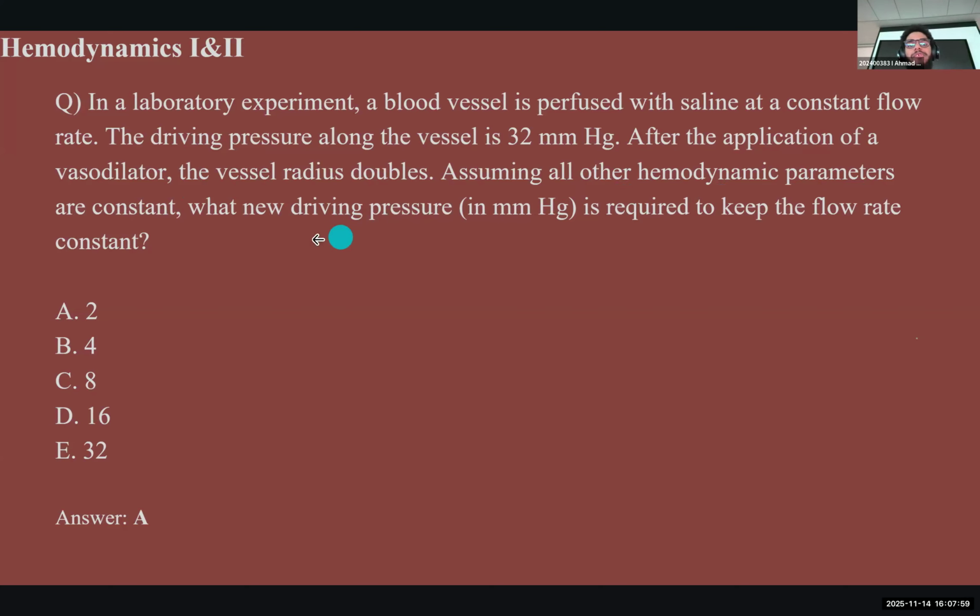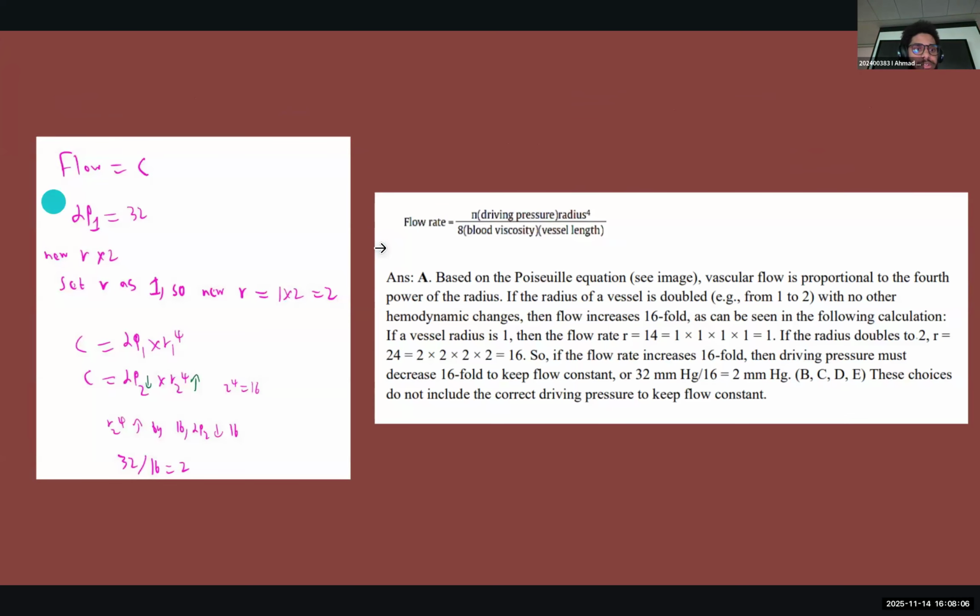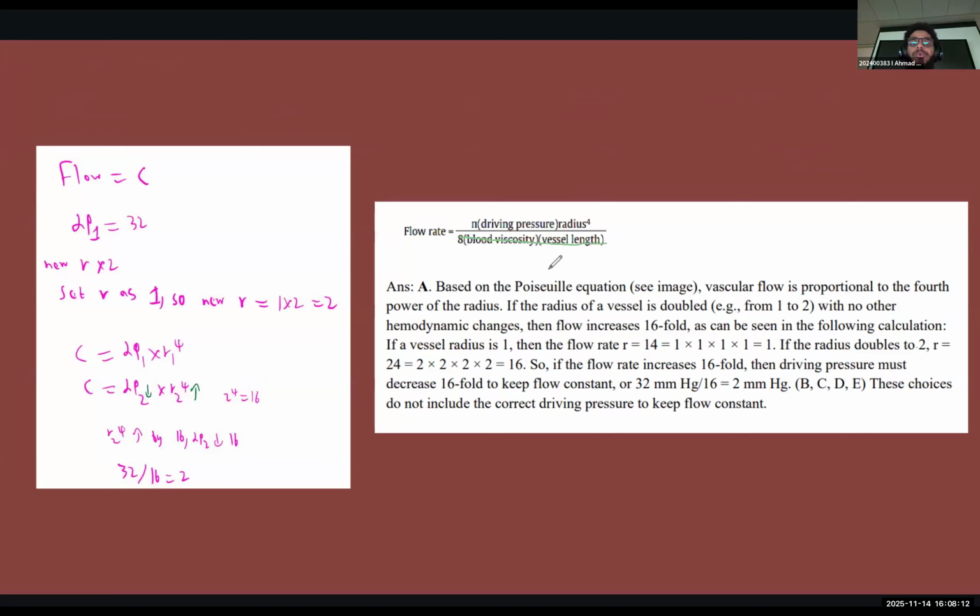So we need to calculate the new driving pressure. They said all the other hemodynamic parameters are constant. But when we come to this equation, تمام, I want you guys to do this. All of this is constant. All of this is not going to change. So you could literally ignore it. تمام. Look at the equation this way. Flow rate, this is constant then, so you could ignore it as well. Flow rate is equal to driving pressure times the radius to the power of 4.